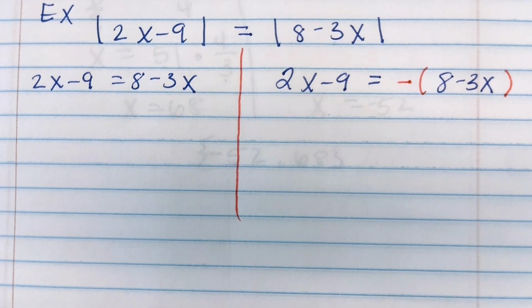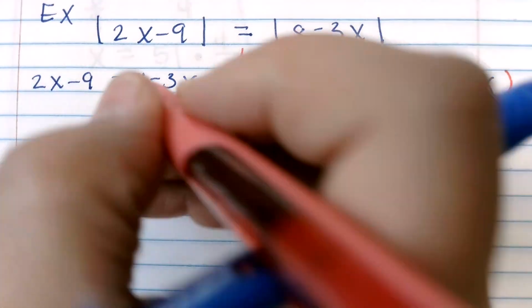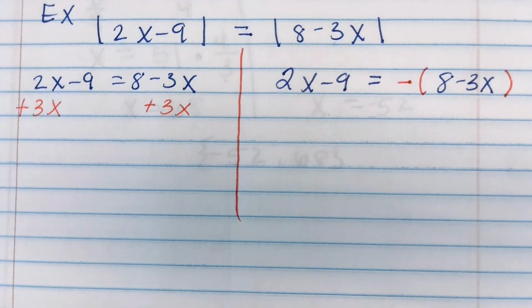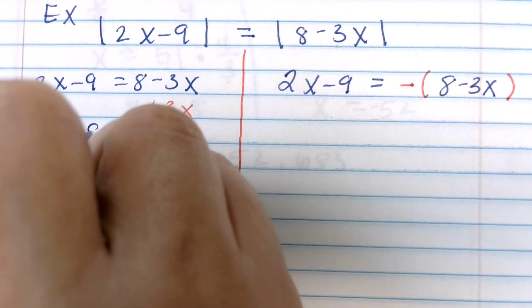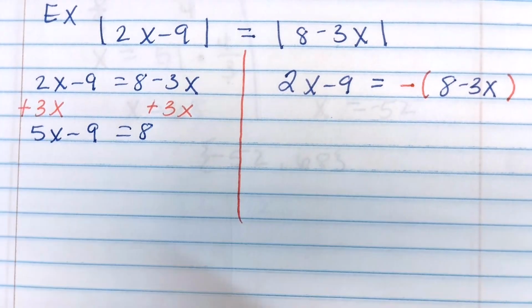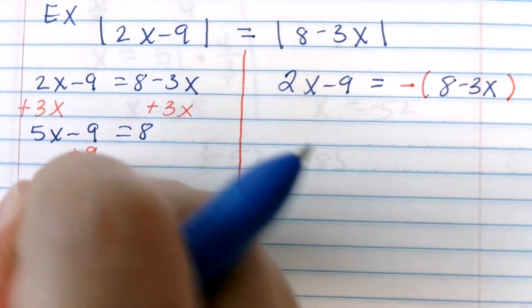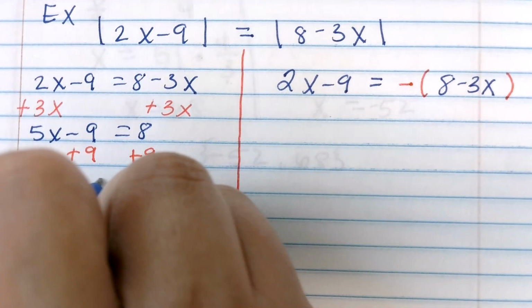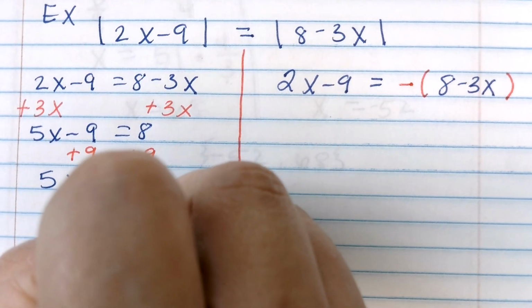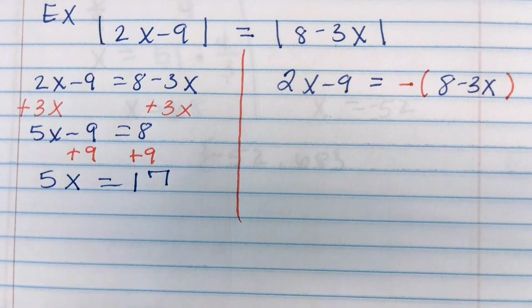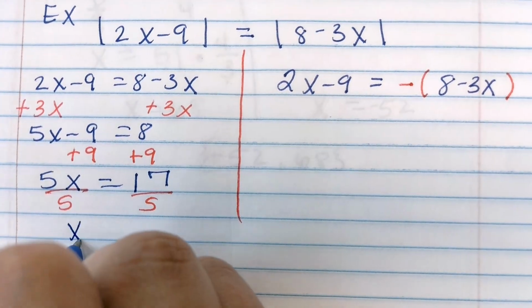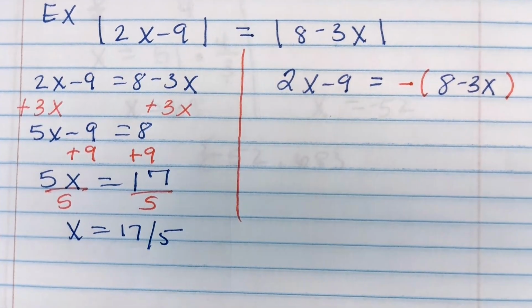And then just solve. So I'm going to add 3x. To give us 5x minus 9 equals 8. Add 8. Add 9. Divide by 5. And we got this beautiful fraction, x equals 17 over 5. You can leave it like that. You can make it a decimal. It doesn't matter to me.